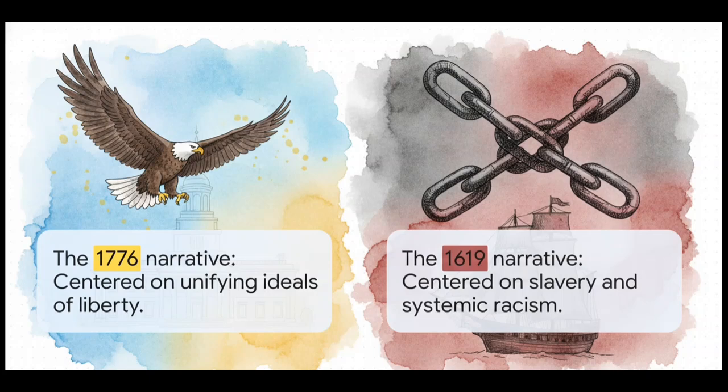On the other hand, the 1619 Project narrative argues that the nation is fundamentally rooted in the legacy of slavery and systemic racism. As an explainer, our goal isn't to pick a side here, but to understand that this very tension is absolutely central to modern American discourse.